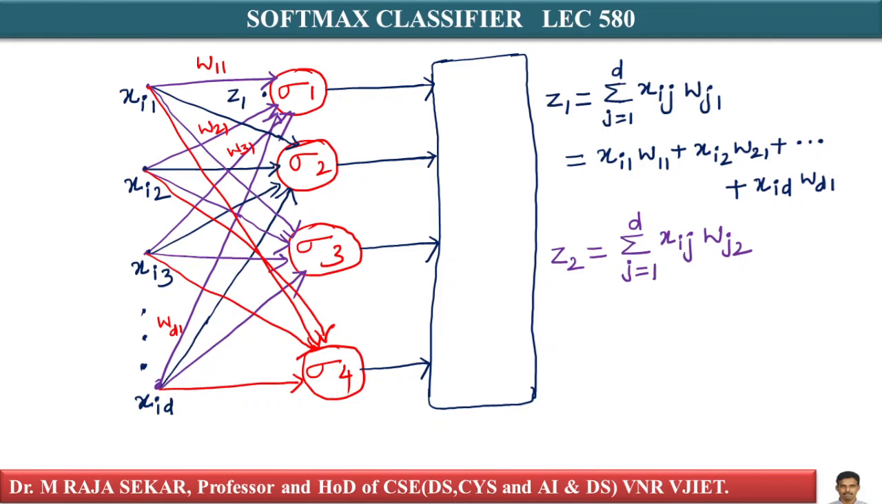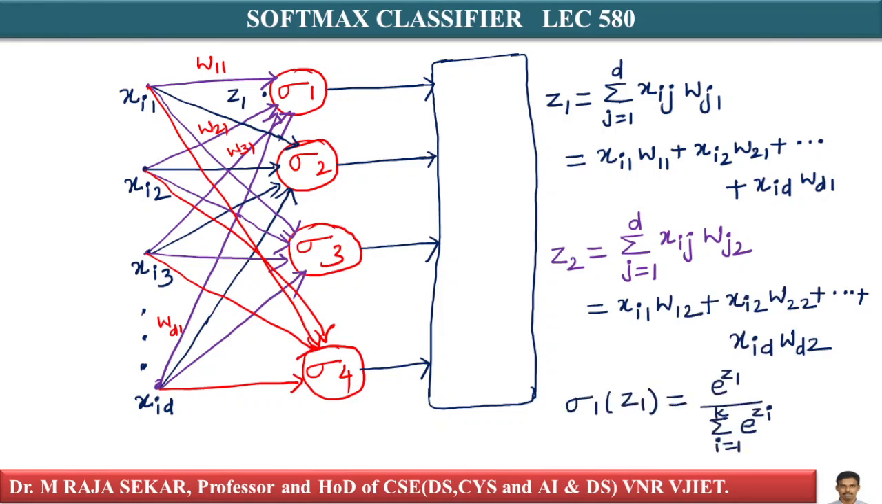We know what is z2 similarly. Now, what is my sigma 1 of z1? It is e power z1 divided by the sum over i equal to 1 to k of e power zi. That is sigma 1 of z1. Here, how many z's are there? z1, z2, z3, z4, isn't it? Here k is 4. You have as many z's as your k, where k is the number of classes. So this is the definition of sigma 1. What about sigma 2? Sigma 2 of z2 is e power z2 divided by the sum over i equal to 1 to k of e power zi.